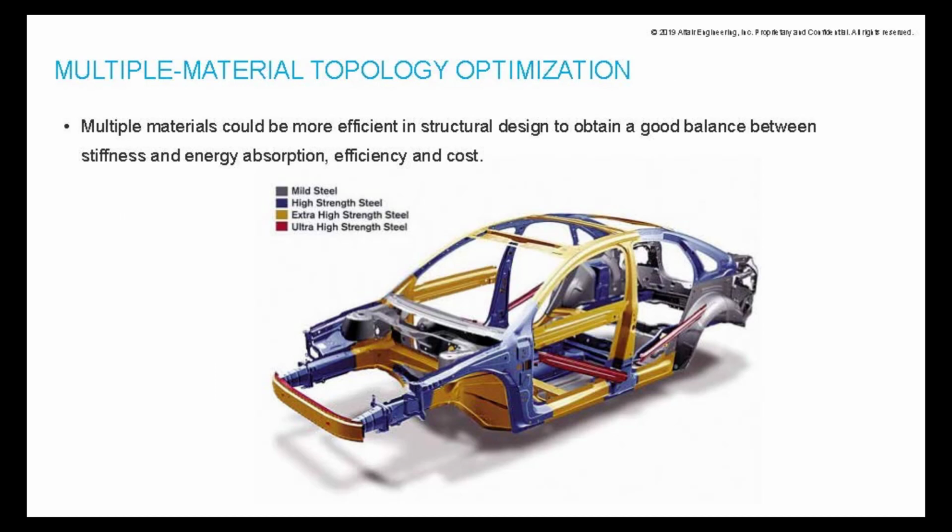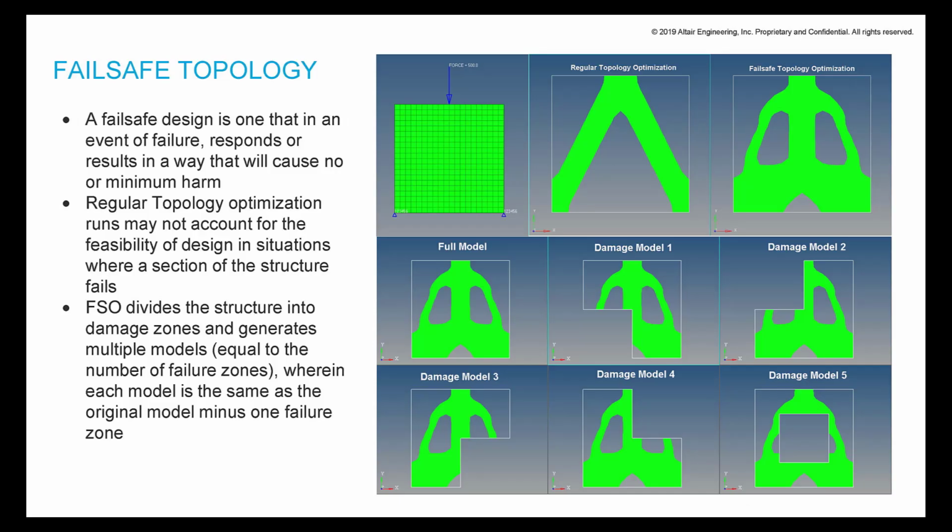Multiple materials could be more efficient in structural design to obtain a good balance between stiffness and energy absorption, efficiency and cost. A fail-safe structure is designed to survive normal loading conditions even when partial damage occurs. The structure is divided into damage zones and multiple models are generated, wherein each model is the same as the original model minus 1 failure zone.